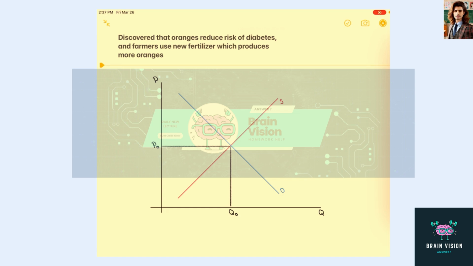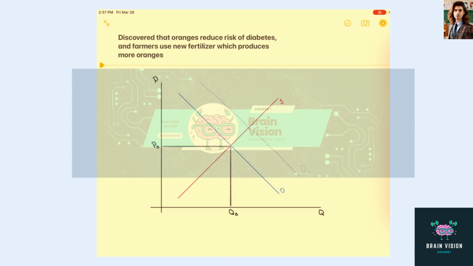So this first piece, the fact that oranges reduce the risk of diabetes. If consumers are aware of that, what we're likely to see is our demand curve is going to shift outward, right? Because people are going to want more oranges if it means that they can improve their health by reducing their risk of diabetes. So our demand curve is going to shift outward. Now our supply curve, we're going to be taking a look at that for our second piece.